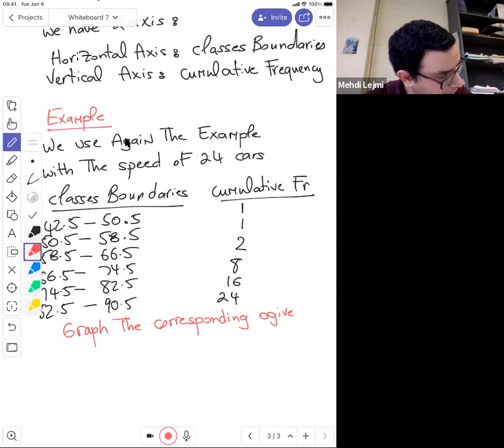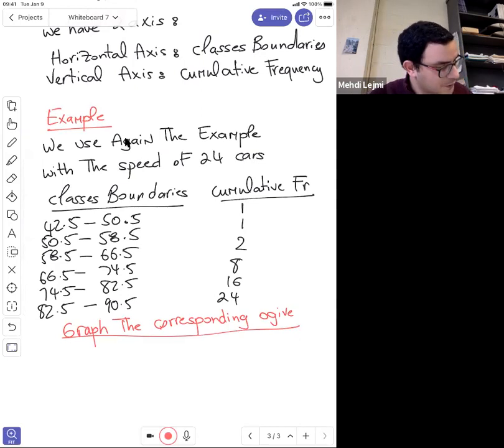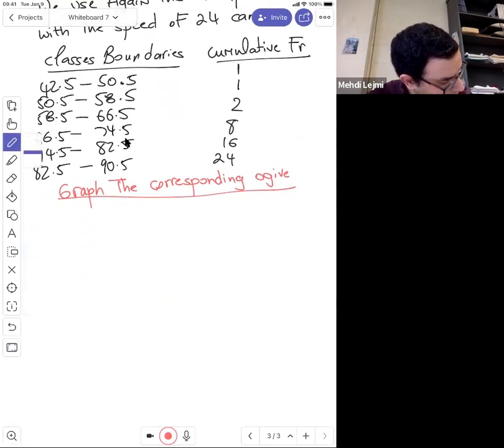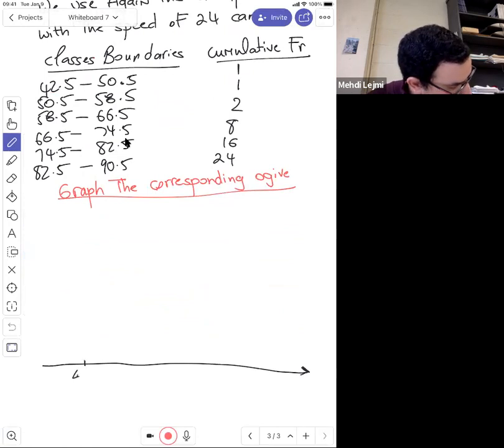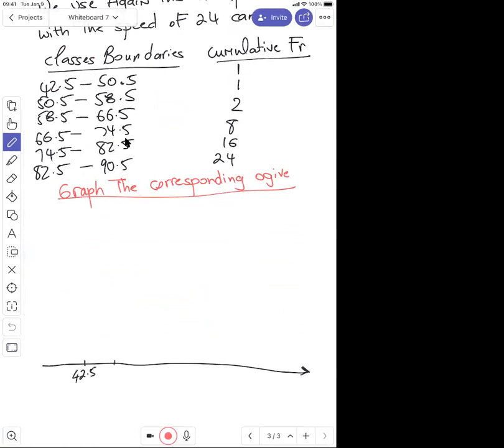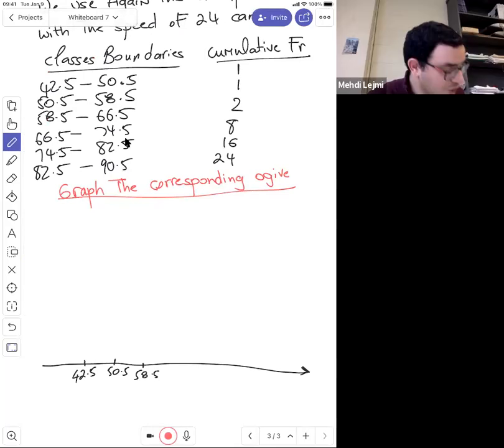All right, so again, it's the same thing here. We're gonna have our horizontal axis with the class boundaries. The ogive is actually different from the histogram. The ogive is like a graph of a function. We'll see in a minute. So 66.5, 74.5, 82.5, and 90.5. Right.